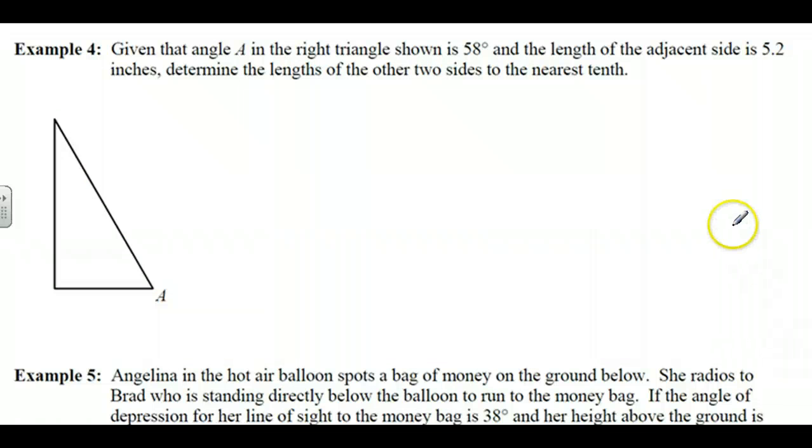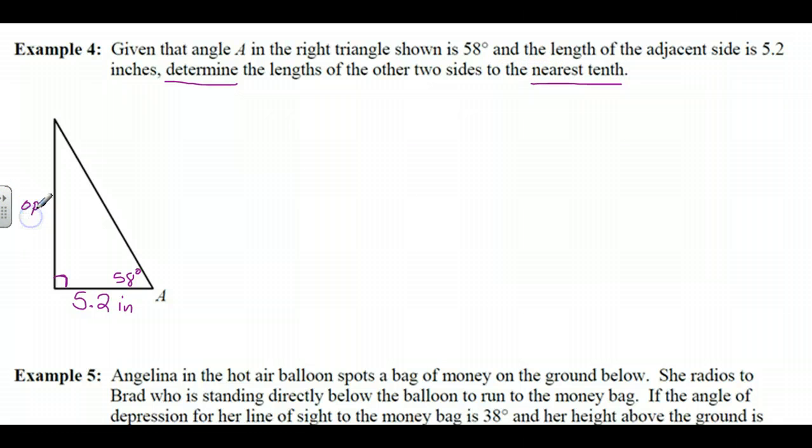Example 4. Given that angle A in the right triangle shown, okay, so it's telling me it's a right triangle, so let's label some things here. And they told us angle A is 58 degrees. So we've labeled the right triangle, we've labeled the 58 degrees, and the length of the adjacent side, the side adjacent to A, is 5.2 inches. So let's label that as well, and we'll use IN for inches. Determine, which means what? Pause, show your work, right? The lengths of the other two sides to the nearest tenth. Okay, so now we do have rounding here.